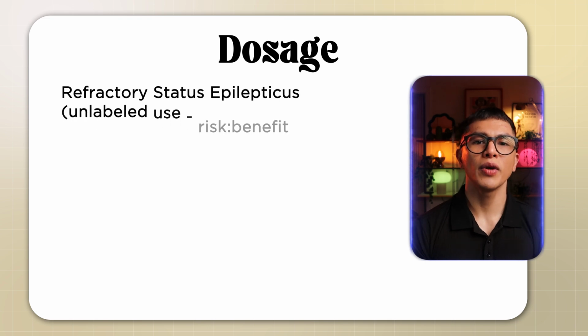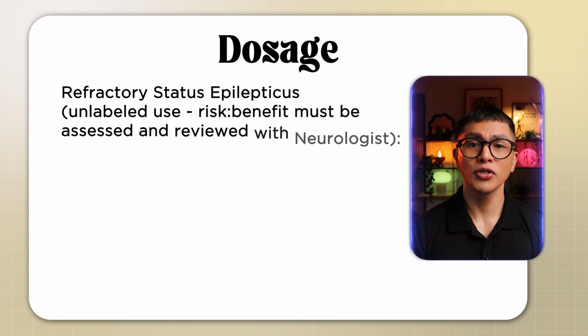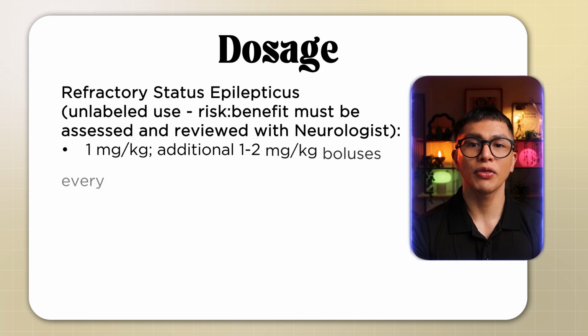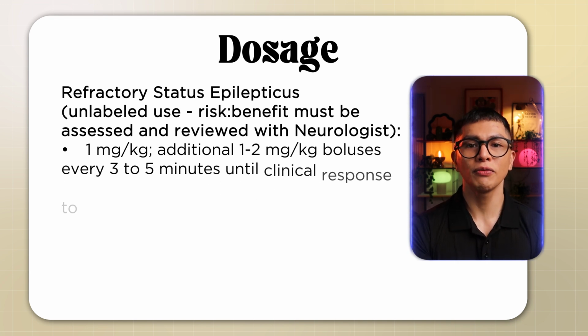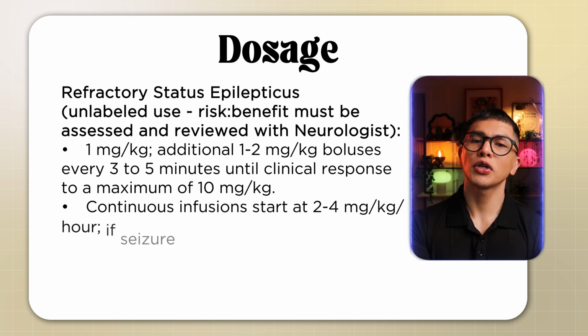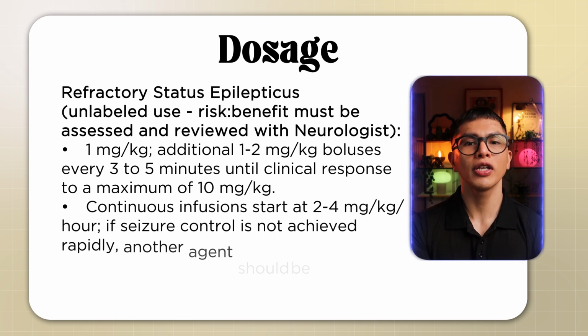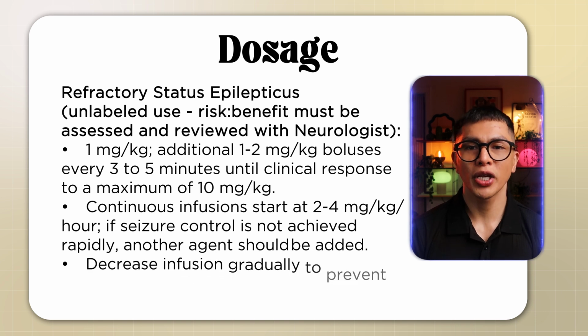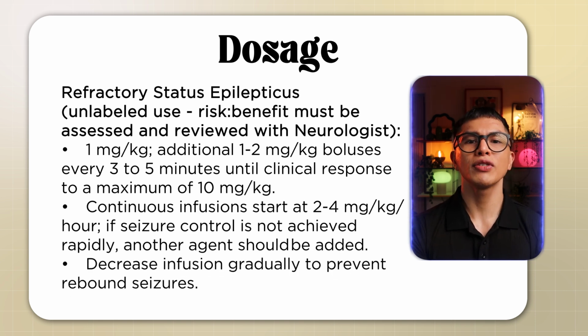For refractory status epilepticus, we have 1 milligram per kilogram, with additional 1 to 2 milligram per kilogram boluses every 3 to 5 minutes until clinical response, to a maximum of 10 milligrams per kilogram. For continuous infusion, you can start Propofol at 2 to 4 milligrams per kilogram per hour. If seizure control is not achieved rapidly, another agent should be added. Remember that you can use Propofol in combination with other sedatives. Decrease infusion gradually to prevent rebound seizures.